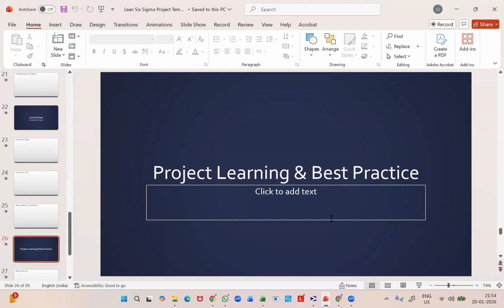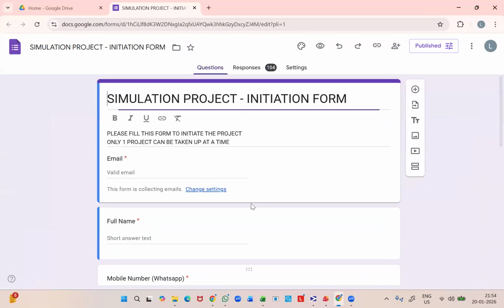So it can be a real-time project or it can be a simulation project. Let me show you the project initiation form. So this is the project initiation form. This is actually a Google form. That's why I told you I will send you the link to access this form after the final day sessions are over.